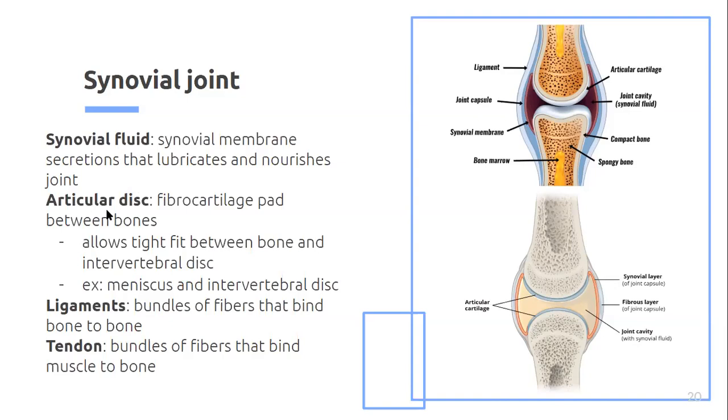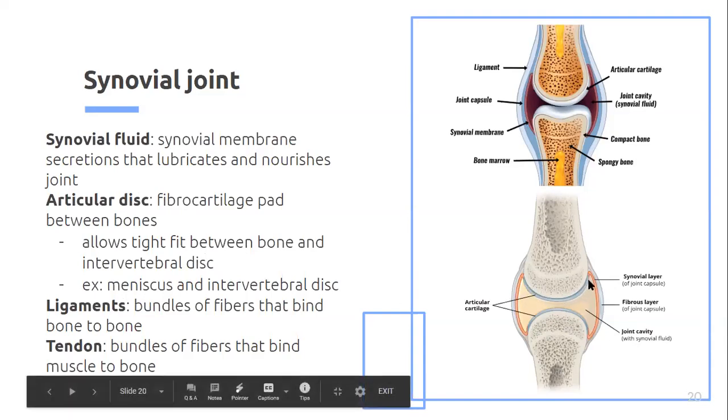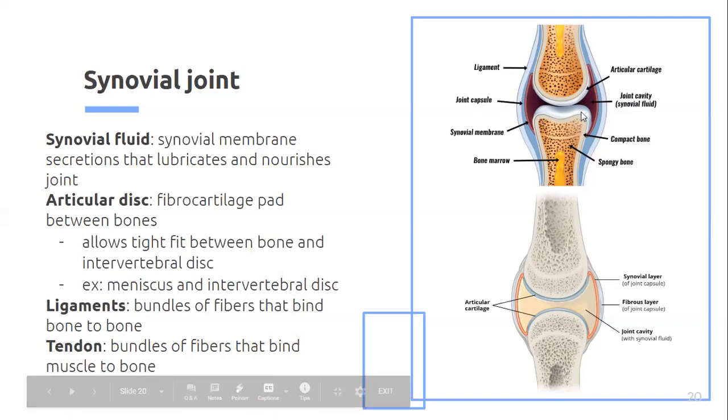And then we have something called the articular disc, which is a fibrocartilage pad between bones. This allows a tight fit between your bones. This is something like your meniscus or your intervertebral disc. And this is your articular cartilage. It's at the end of the two bones, that blue thing you see right there. And up here, it's this whitish thing. It covers the ends, as we discussed in the structure of the long bone.